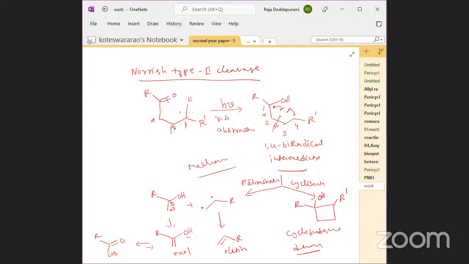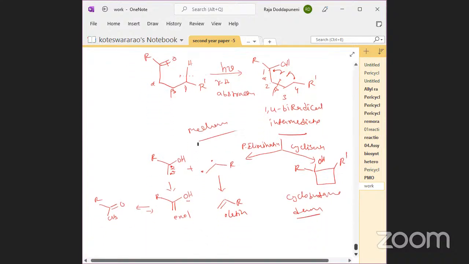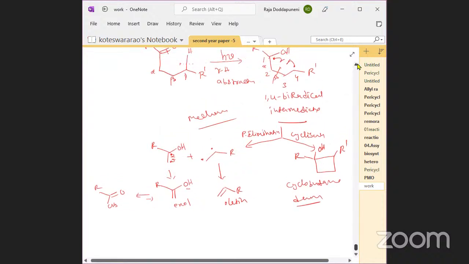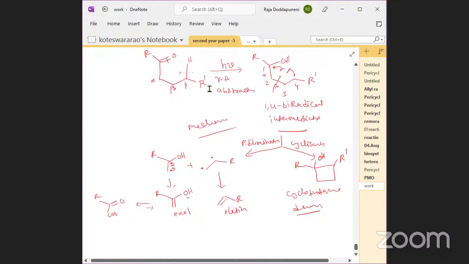Now, here also the substrate participates in the reaction with both the n-pi star singlet state as well as the n-pi star triplet state. Both electronic excited states participate in the reaction that leads to the formation of these Norrish type 2 products. Okay. Now, the first step is the formation of the 1,4 biradical.